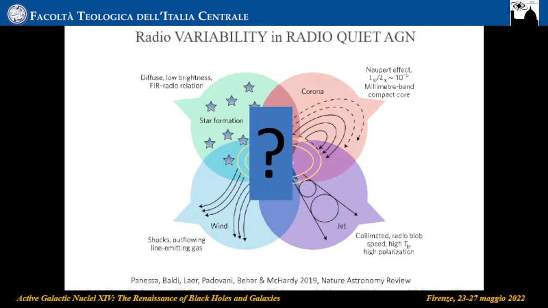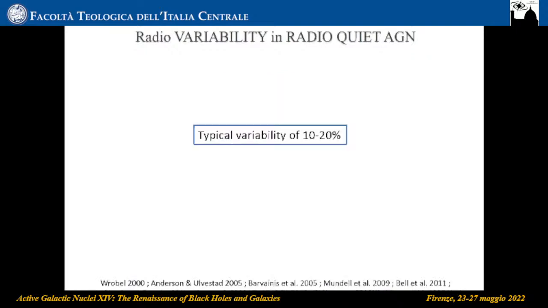So we move to the radio variability in radio quiet sources. All these different mechanisms may or may not be variable. For instance, we expect not to observe too much variability in a star formation region. But for the other mechanisms, we do expect some variability, although we don't really know what to expect, because there have been very few studies on the expected variability in the radio from this mechanism.